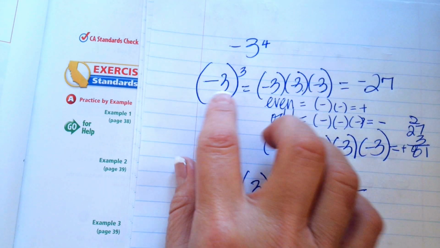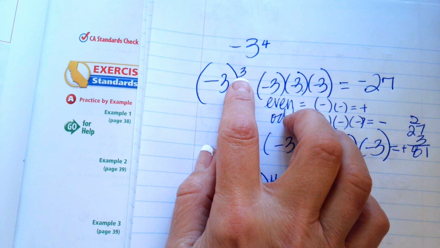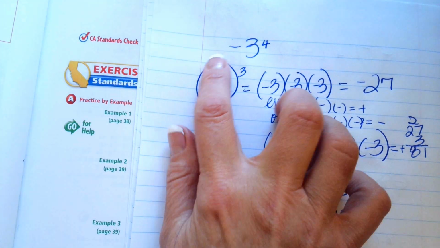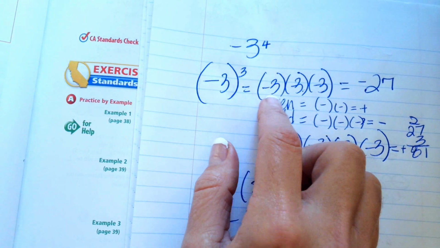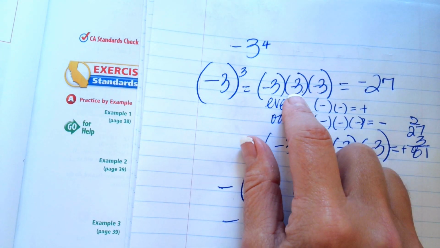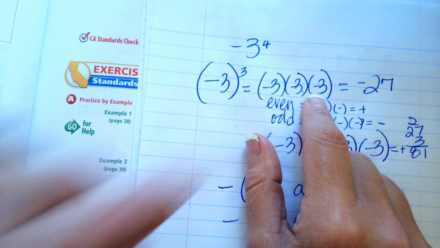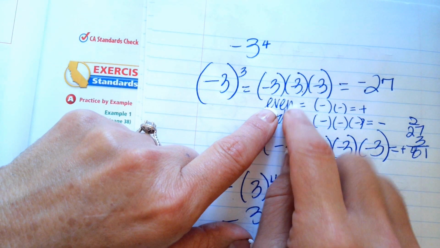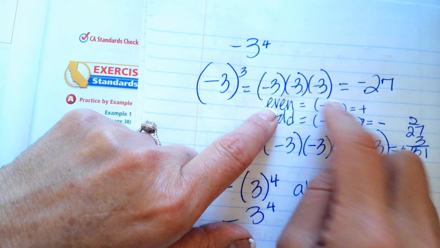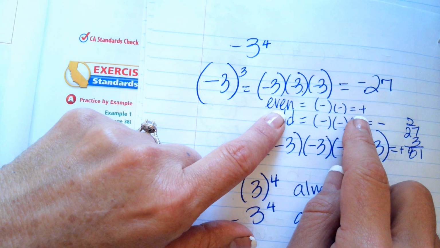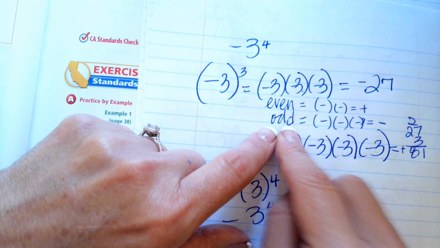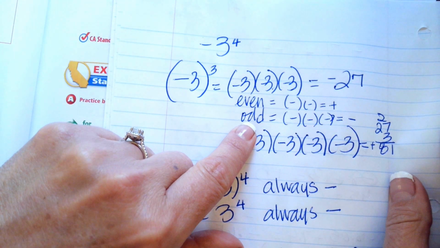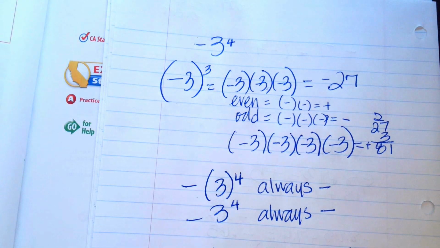So for this one, for example, negative 3 to the third power, you're saying that this whole entire thing is getting multiplied by one another. So it's negative 3 times negative 3 times negative 3. If we have an even number of numbers that we're multiplying, the answer is going to be positive. In this case, it's odd. So with an odd number, the answer would always be negative, if it's 3 negatives or 5 negatives being multiplied together.